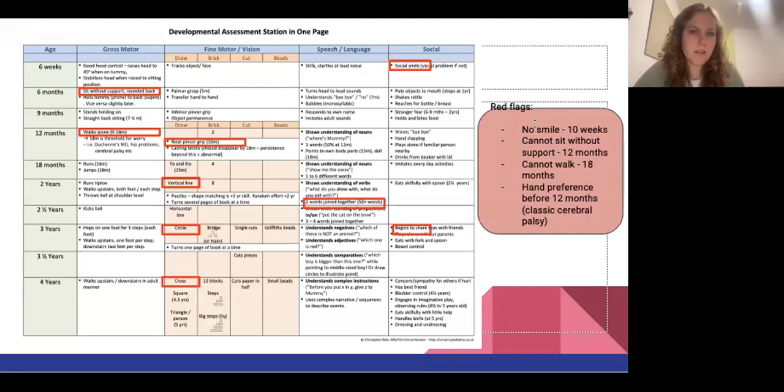Here are some of the red flags. So if they can't smile at 10 weeks, if they can't sit without support at 12 months, if they can't walk by 18 months, and if they have a hand preference before 12 months, because that's a sign of cerebral palsy. And basically you refer to pediatrics for that.